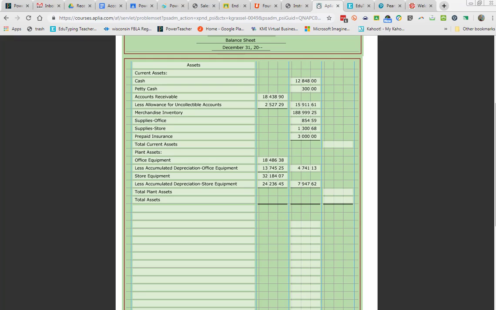Now, how do I find total plant assets? You add those two, the two on the right, the 4,741 and the 7,947. I add those two together. I subtracted these two on the left to get that one. If I add up my two plant assets, that will give me my total for plant assets. Then I add my current and my plant assets to get my total assets.